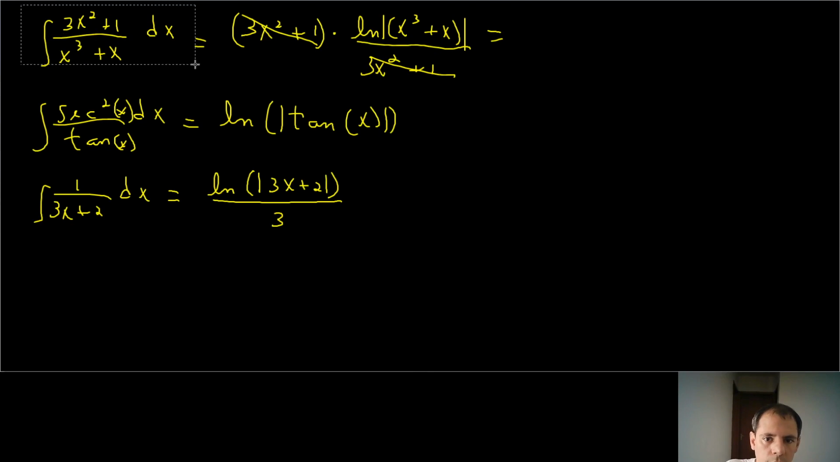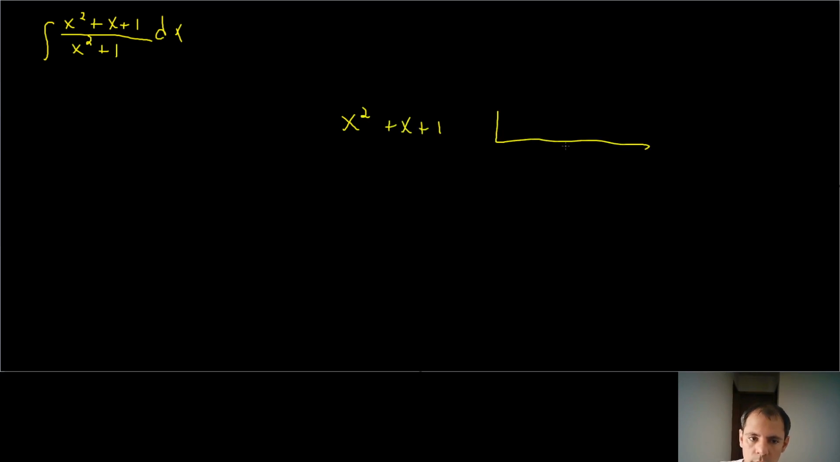Now this one's going to be longer. Here you have the integral of (x squared plus x plus 1) divided by (x squared plus 1) dx. The first thing you've got to do in here, I'm going to do it on the side, is make the long division. So you have x squared plus x plus 1 divided by x squared plus 1.